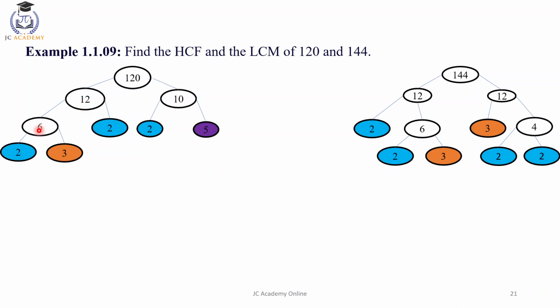For 12, we could break it down to 6 and 2. And for 6, we could break it down to 2 and 3. So all the prime factors of 120 are 2, 3, 2, 2, 5.